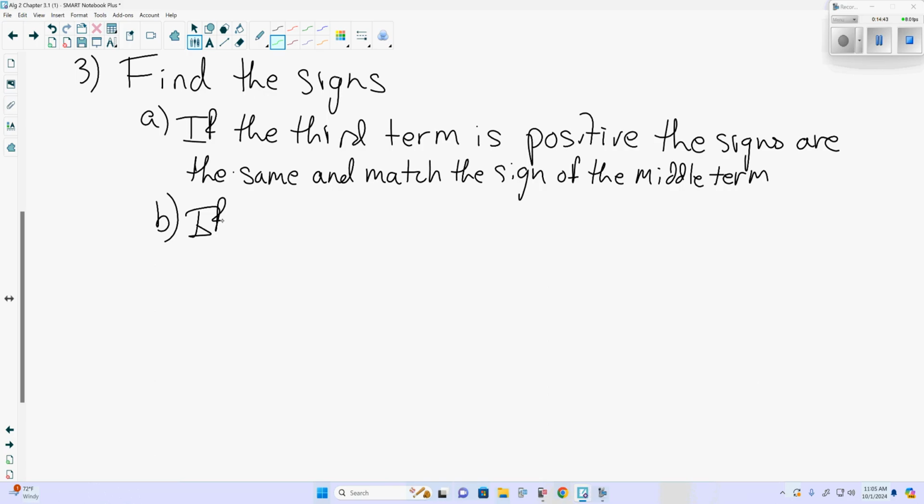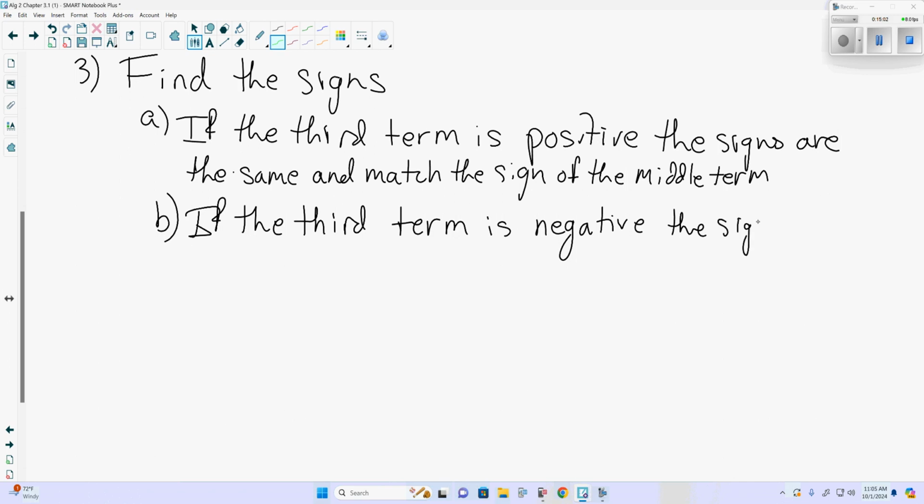Because the third term could be positive, but the third term could also be negative. If the third term is negative, the signs are opposite. All that means is, if the third term is negative, the signs are opposite. One of them is going to be positive, one of them is going to be negative. One's going to be plus, one's going to be minus.